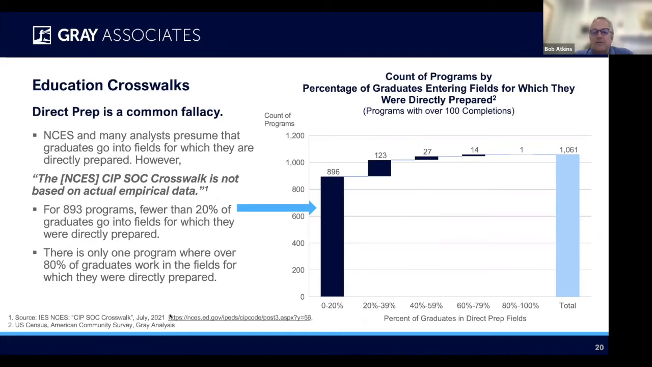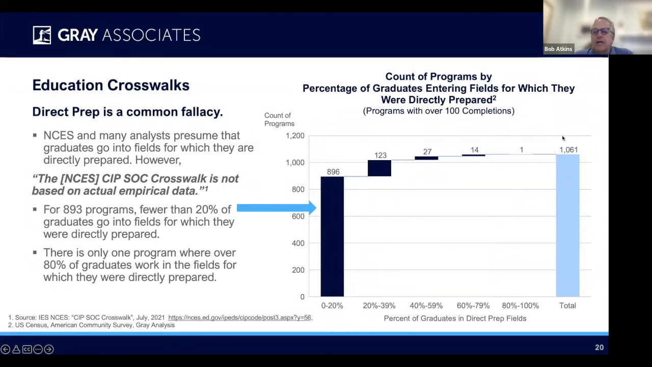It's a little bit of a confusing chart here, but I worked on it for hours, literally trying to make it clear, and I'm not sure I did. The bottom of this chart is the percentage of graduates who actually go into direct prep fields. So if you're in this column, only 20% of your graduates are going into direct prep. If you're over here, 80% of your graduates are going into direct prep. So if direct prep were perfectly true, all my programs would be over here in this 80 to 100% column. Now let's just take a look and see if that's true.